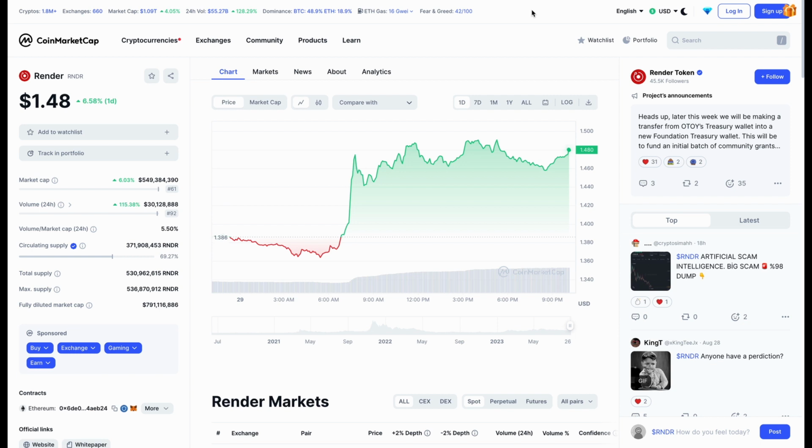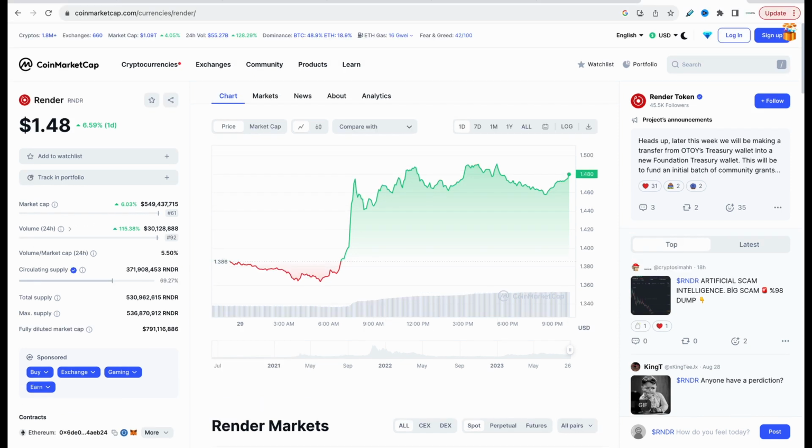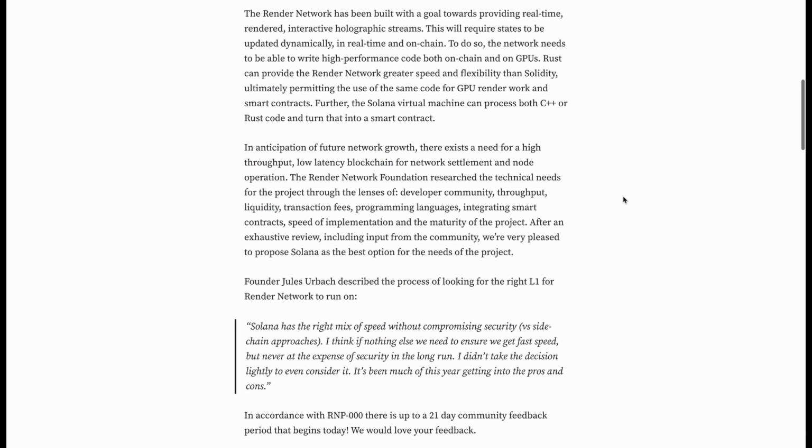The Render network has been built with a goal towards providing real-time rendering, interactive holographic streams. This will require state to be updated dynamically in real time and on-chain. To do so, the network needs to be able to write high-performance code both on-chain and on GPUs. Rust can provide the Render network greater speed and flexibility than Solidity, ultimately permitting the use of the same code for GPU render work and smart contracts. Further, the Solana virtual machine can process both C++ or Rust code and turn that into a smart contract.